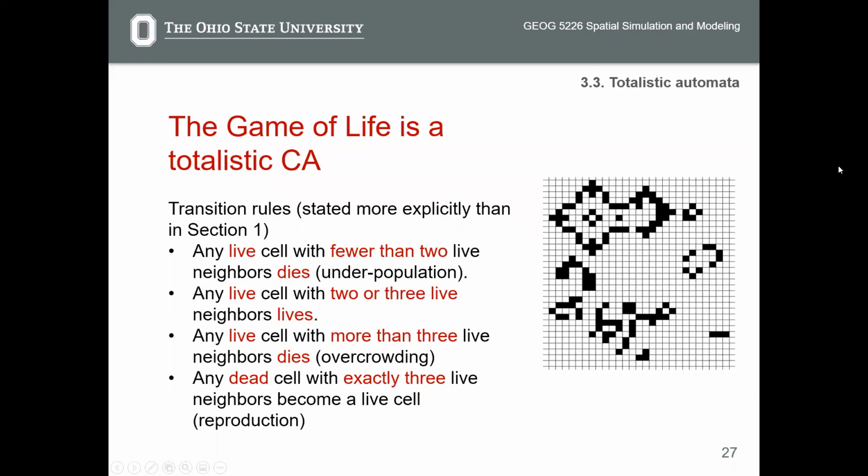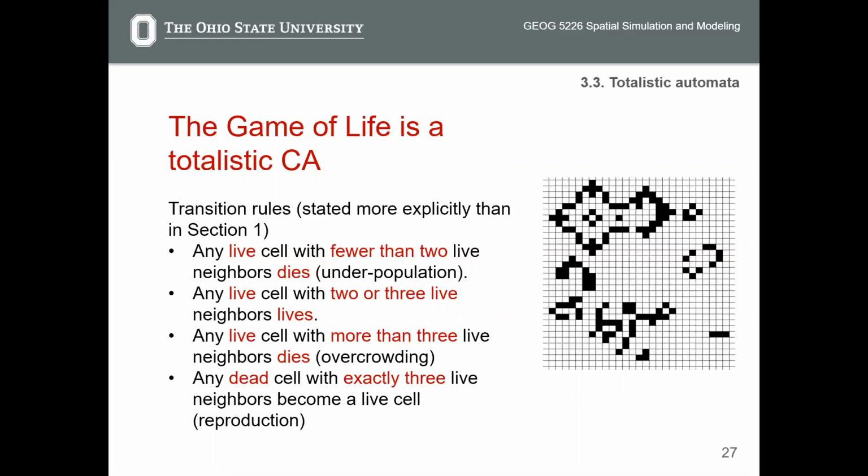Okay, let's continue with section 3.3. Last time I introduced the concept of CA and total CA, and the difference is that CA cares about the spatial pattern of the neighborhood. Instead of that, total CA cares about the sum of neighbors, right? So let's get back to the game of life. Now we know that it is actually a total CA, right? Because we can see the transition rules here.